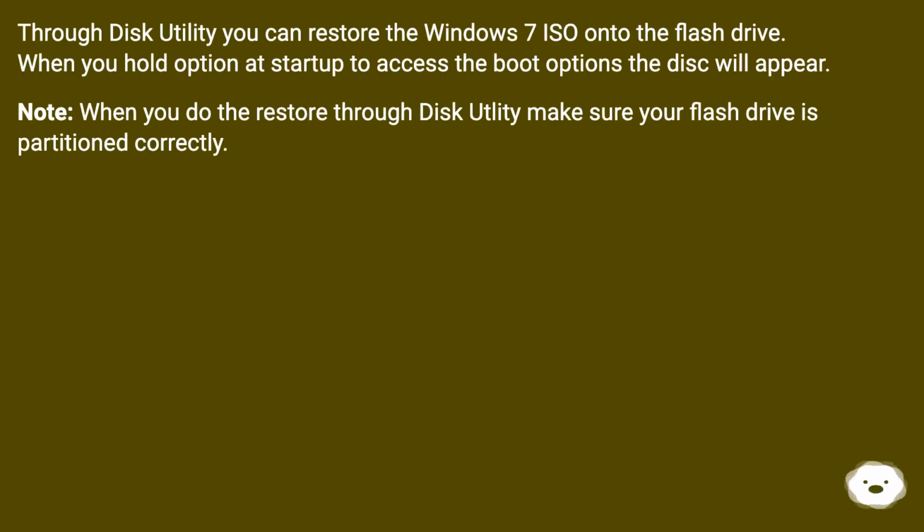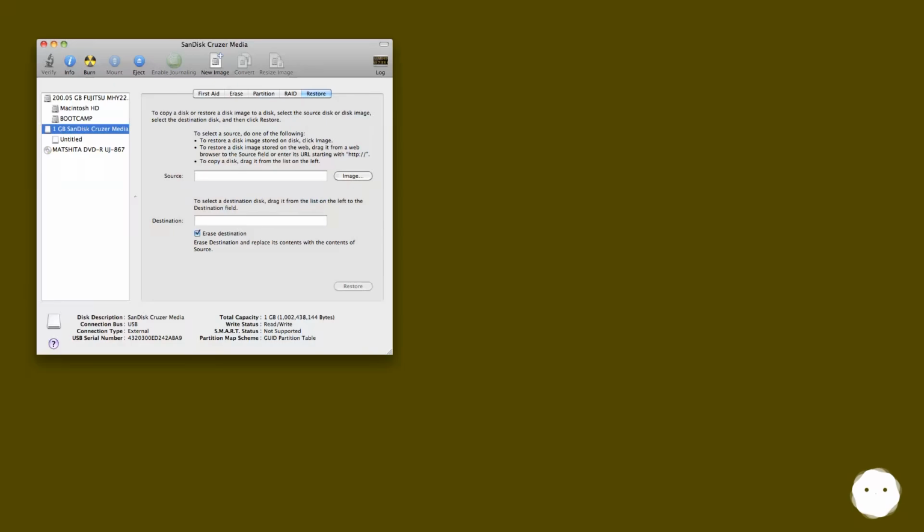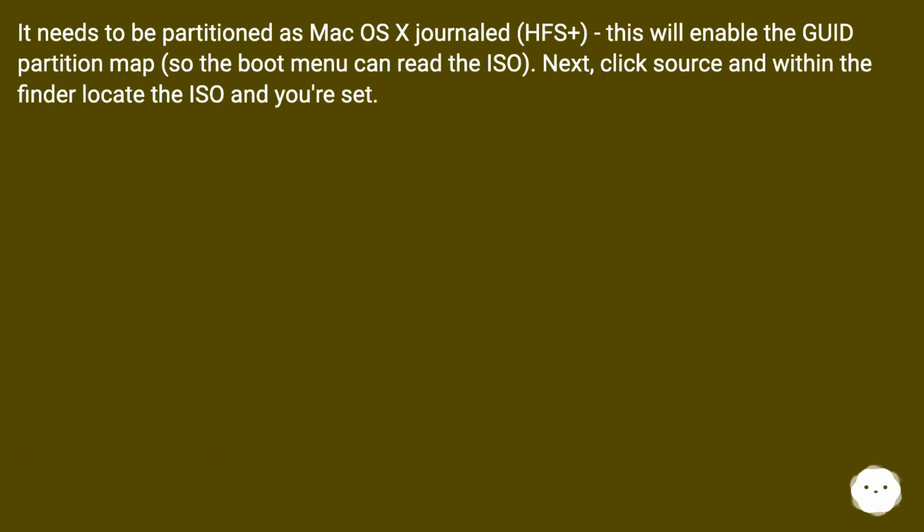Through Disk Utility, you can restore the Windows 7 ISO onto the flash drive. When you hold Option at startup to access the boot options, the disk will appear. Note: when you do the restore through Disk Utility, make sure your flash drive is partitioned correctly. It needs to be partitioned as Mac OS Extended, HFS+. This will enable the GUID partition map, so the boot menu can read the ISO. Next, click Source, and within the Finder locate the ISO and you're set.